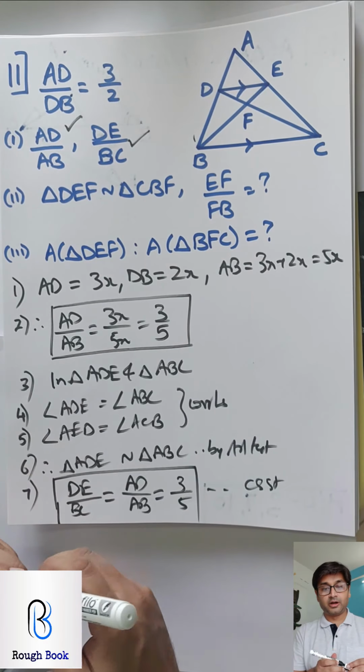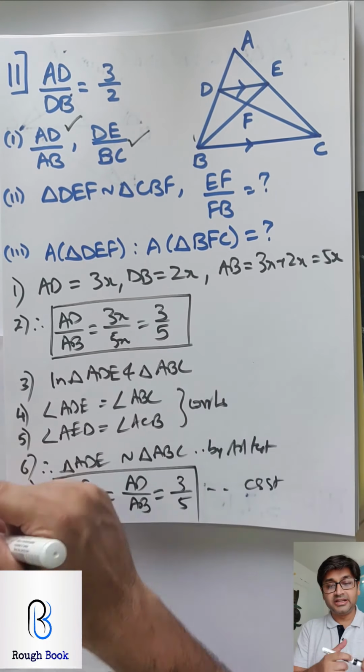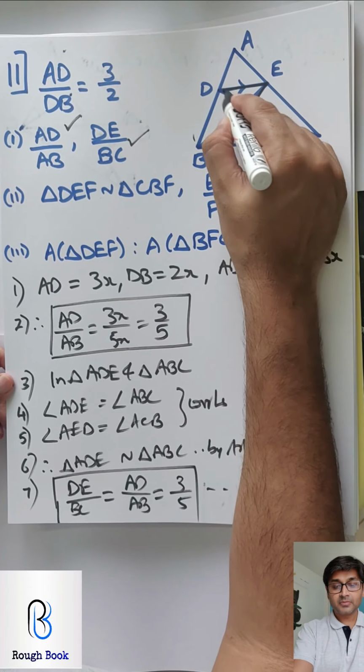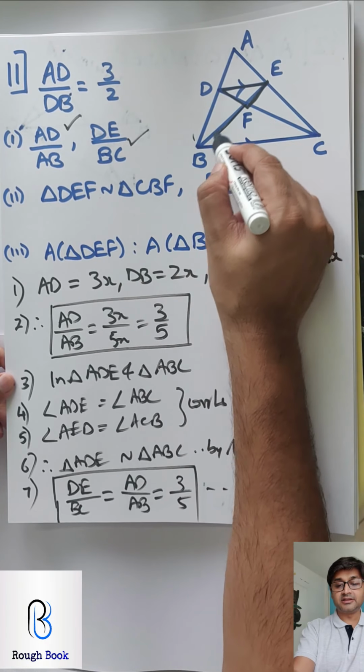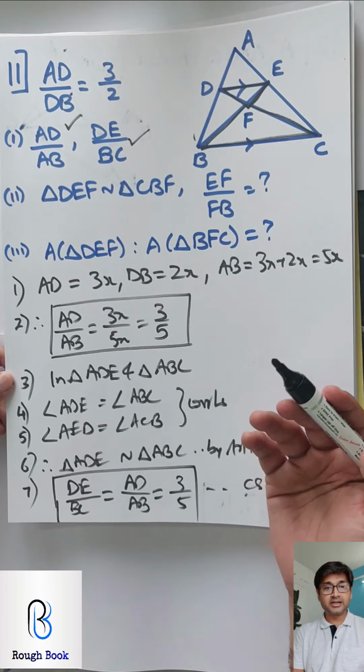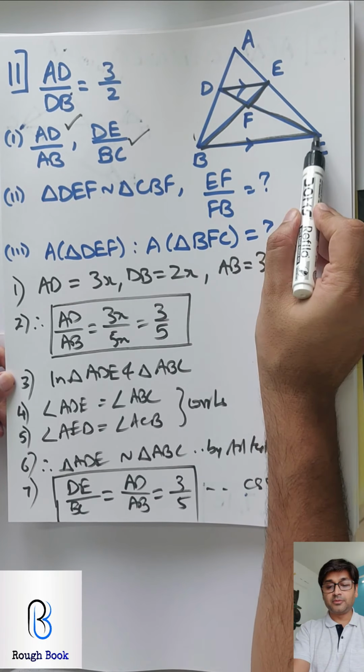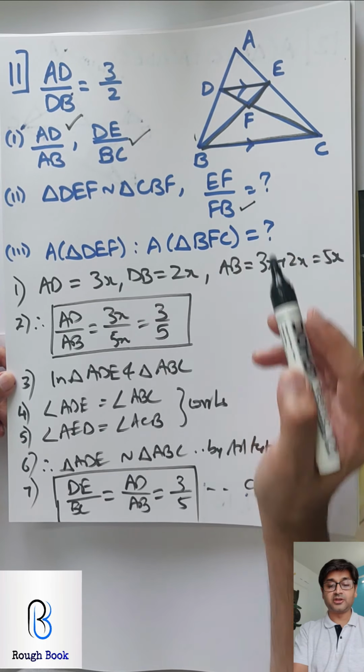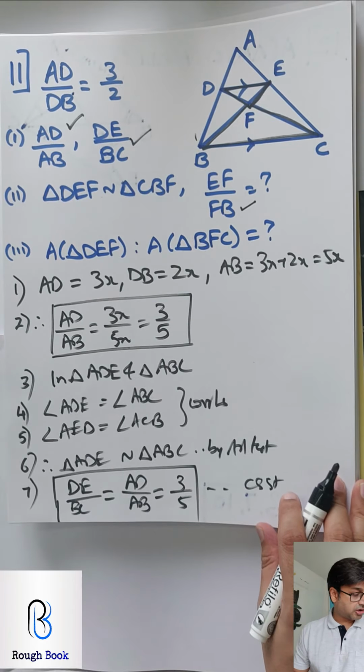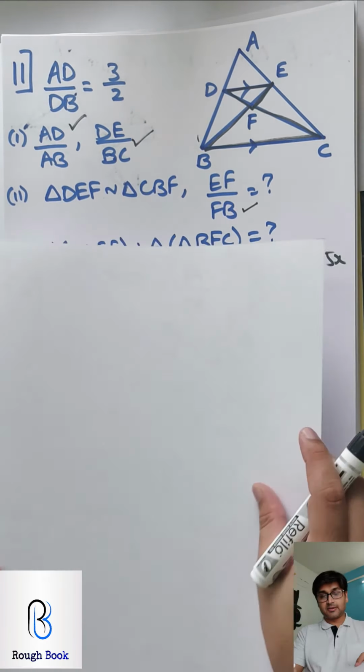Now let's try the third one. You have to prove that triangle DEF here is similar to triangle CBF down. Simple. AA test you can do that, and then DE upon BC equals EF upon FB, and you will get this one also. So it's not tough at all. So let's hit it. Step number 8.